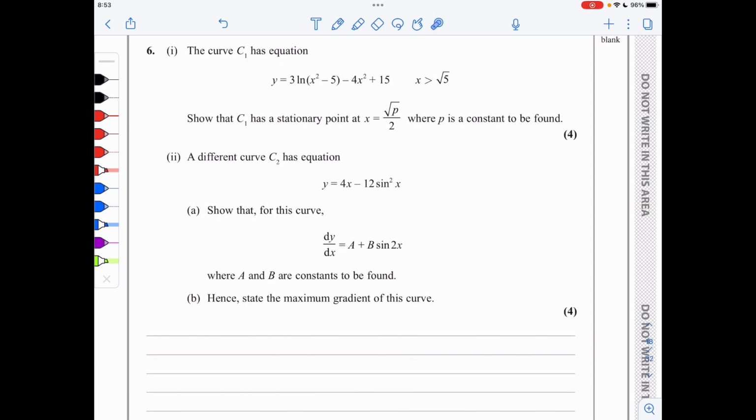In question 6, the first part, we need to show that this curve has a stationary point at x is root p over 2, where p is a constant to be found.